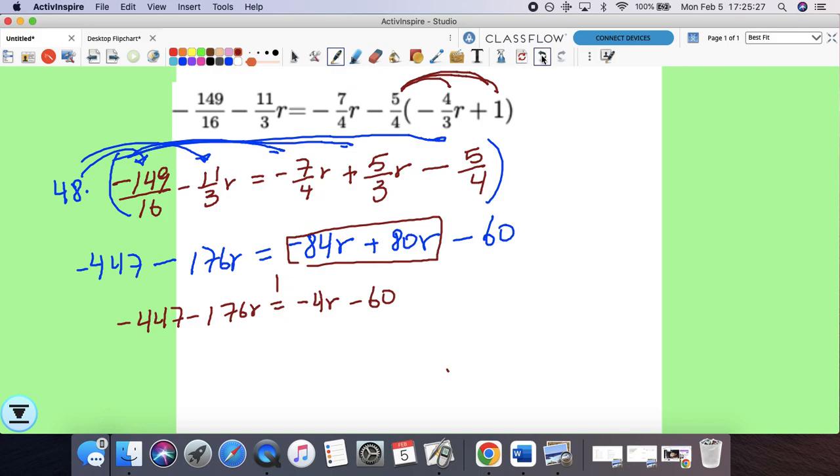Let me do this first. Draw a line in the middle. So imagine what we do here. Remember, if you're thinking of an equation and keeping it balanced, the left side and the right side have a balance. Now, if I add 176r to the right side, I need to add that same number on the left side to keep it balanced.